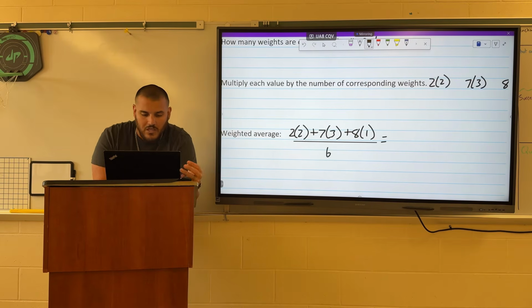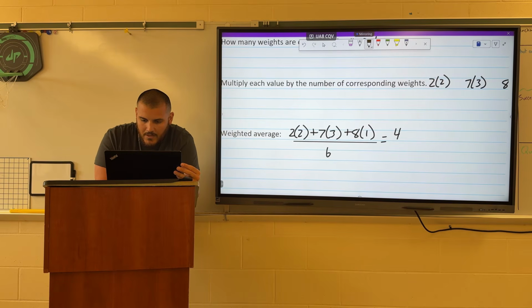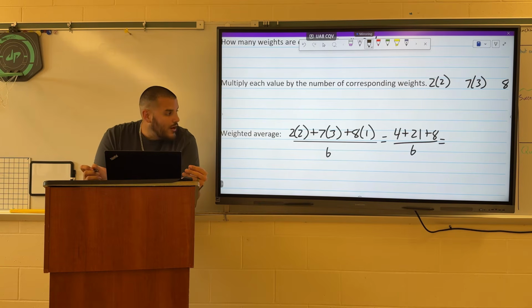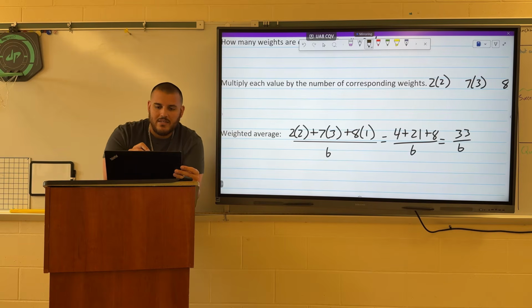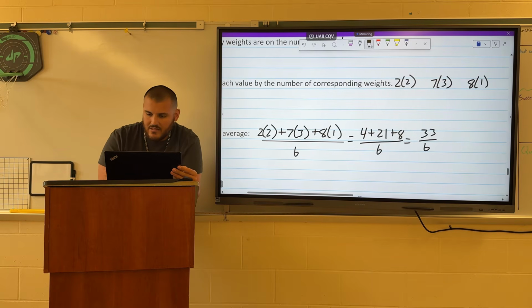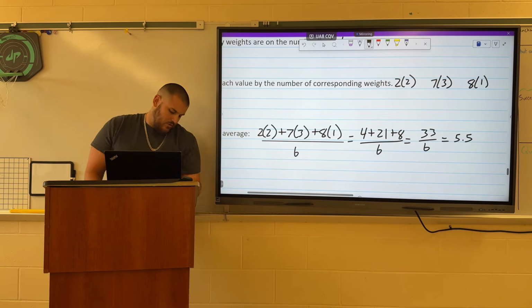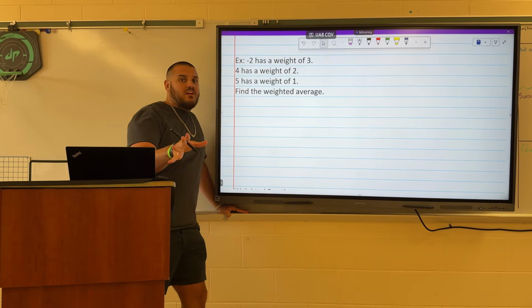So we're going to do that multiplication up top. 2 times 2 is 4, 7 times 3 is 21, 8 times 1 is 8. Then we're adding those values together. 4 plus 21 is 25, plus 8 is 33. And then we are dividing by 6. In this case, we would get, I think that is 5.5. So that's definitely a very unique thing there.